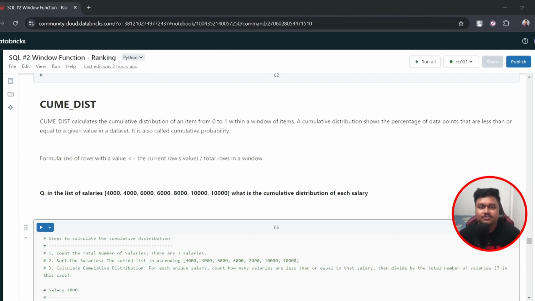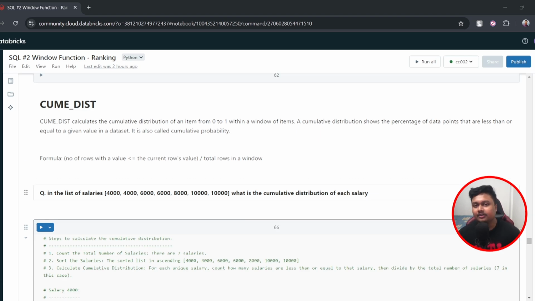The next section of this video is Cumdist. Cumdist calculates the cumulative distribution of an item from 0 to 1 within a window of items. A cumulative distribution shows the percentage of data points that are less than or equal to a given value in a dataset. It is also called cumulative probability. Here is the formula for calculating Cumdist: the number of rows with a value less than or equal to the current row's value, divided by the total rows in the window.